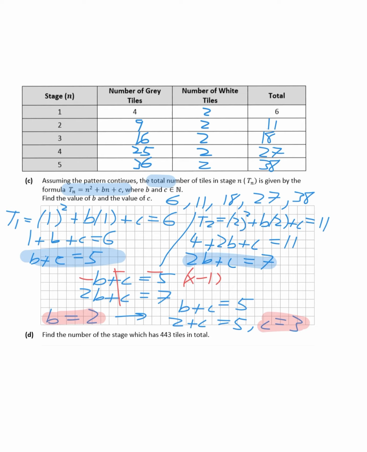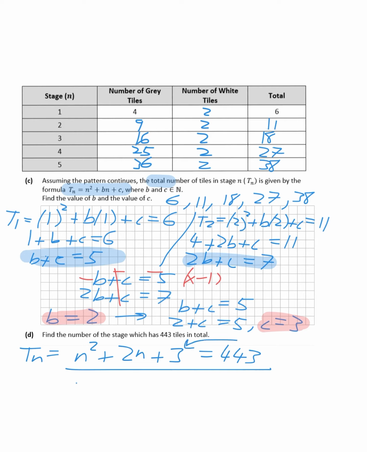For the next part now, we need to find the number of the stage which has 443 tiles in total. Okay, so we just found out what b and c are, so I'll put those into the general formula. So then we have Tn is equal to n squared, and if b is 2, that'll be 2n plus 3. And so we need to find the number of the stage which has 443. Okay, so we need to solve this now. So bring this across, it'll become minus 443. So n squared plus 2n plus 3 minus 443 equals 0.